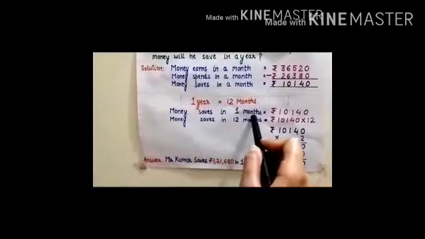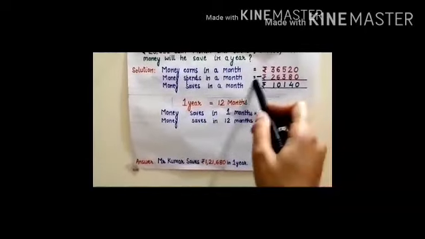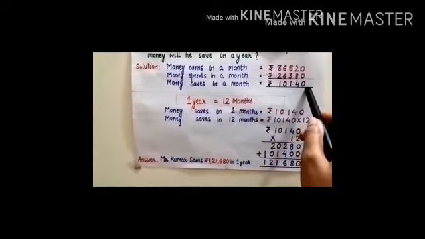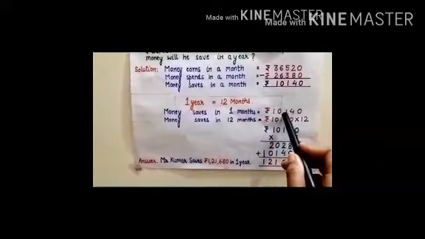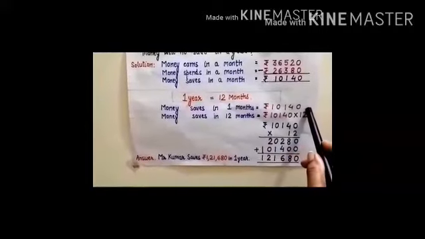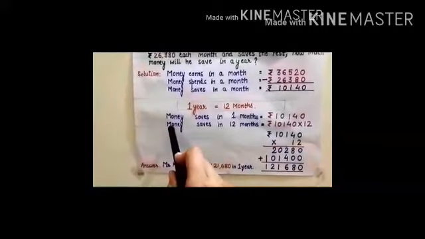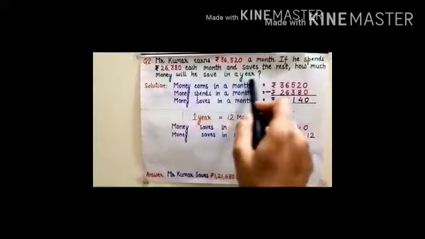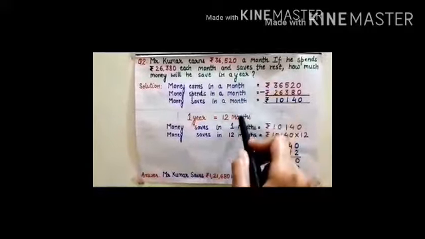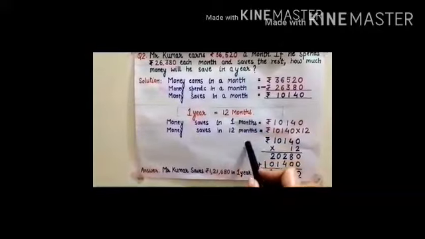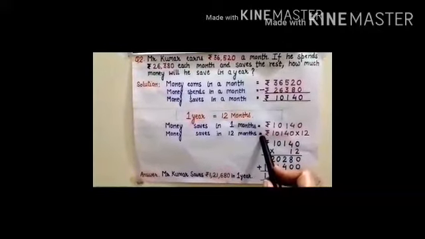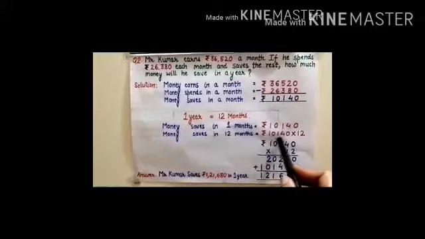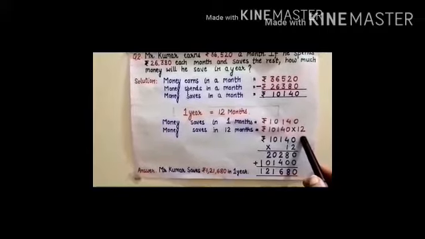Money saved in 1 month. So we already calculate his saving for 1 month in above step, which is equals to rupees 10,140. Now, next statement is money saved in 12 months, because here we have to find his saving in a year and in 1 year we are having 12 months, right? So, here we write down rupees 10,140 multiplied by 12.